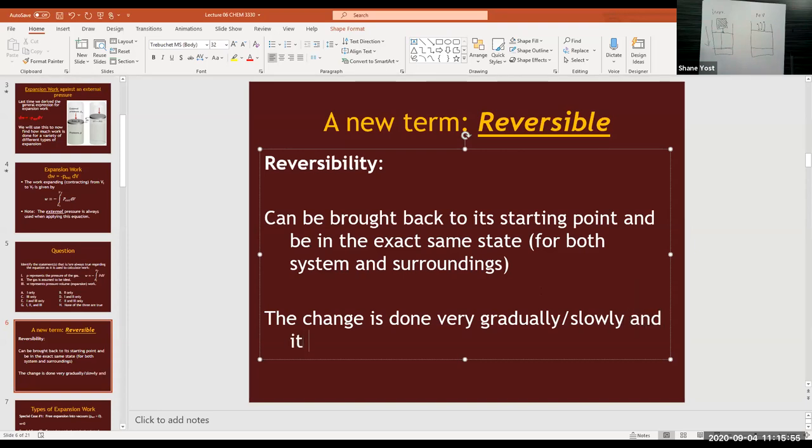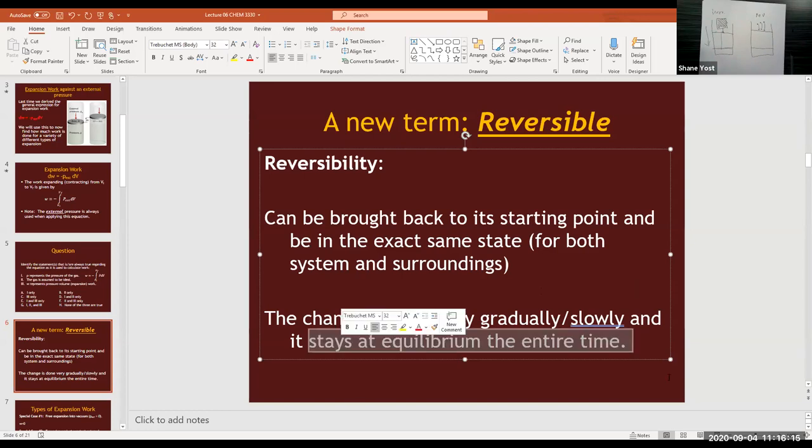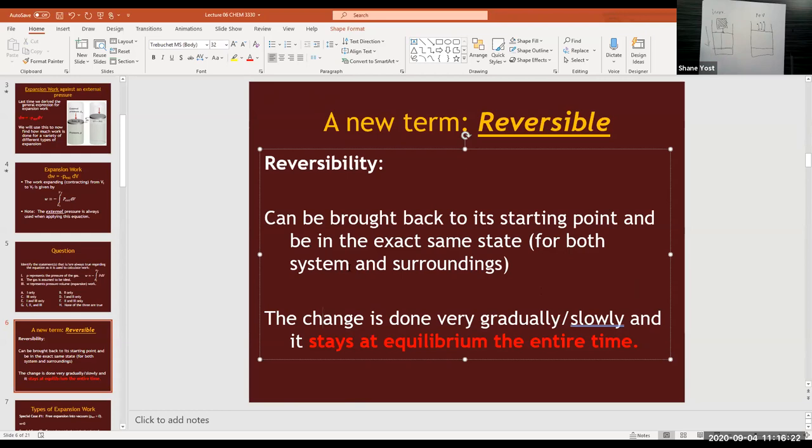and it maintains, stays at equilibrium the entire time. So that statement, that it stays at equilibrium, is a very key point in a reversible change. The reason why you're doing these infinitesimal changes very slowly, very gradually over a long period of time is so that you can keep the system and surroundings at equilibrium the entire change.